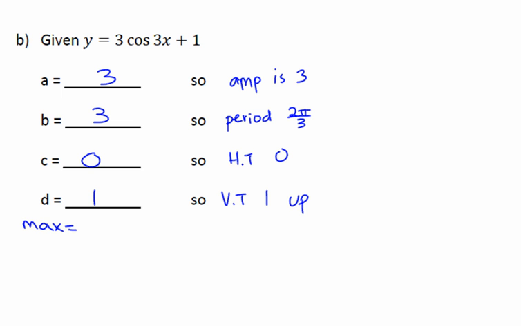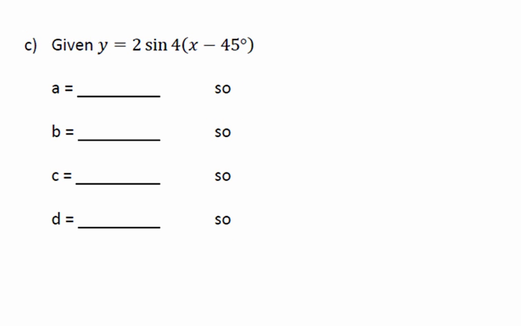Okay, what's your min value, or max value? Let's do max first. Max, D plus A, so it'd be 4. Min value is D minus A. So 1 minus 3, negative 2. So your range would be between negative 2 and 4. D minus A: start at midline, take away our amplitude.